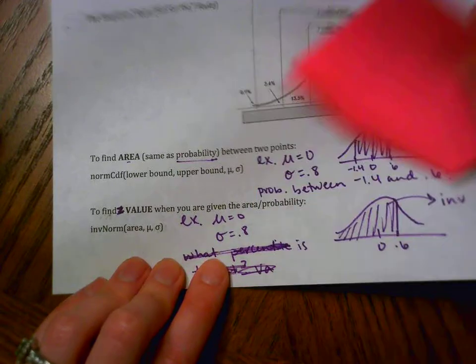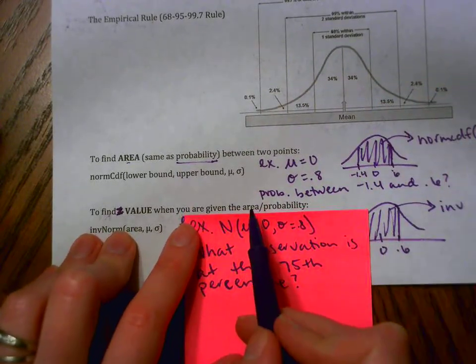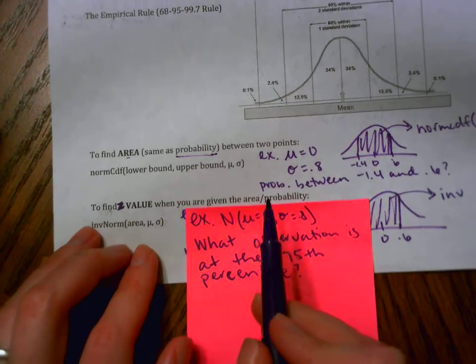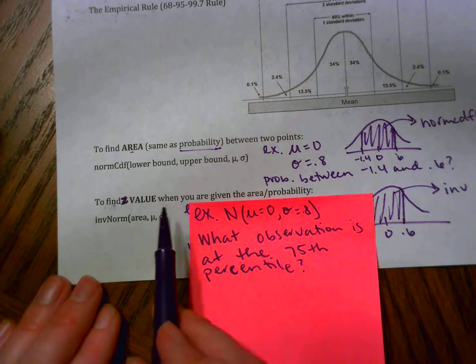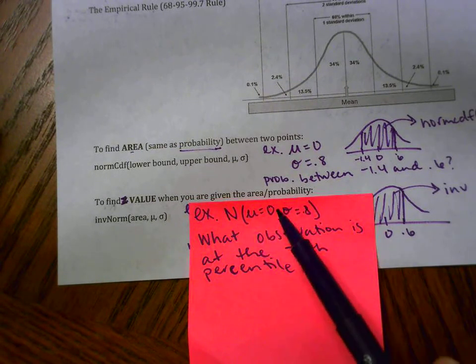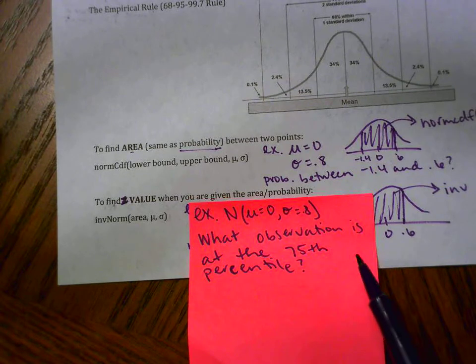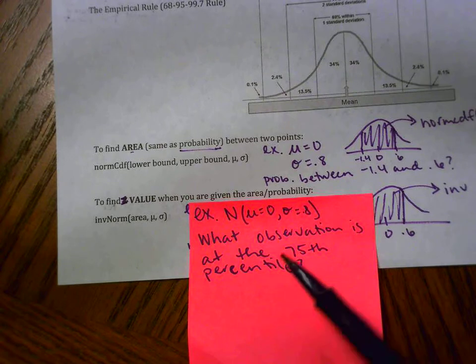If it was opposite, you want to find a value when you're given area. So it's opposite, you're going to use inverse normal, and you type in the area, the mean, and the standard deviation. An example would be if they asked, same distribution, but what observation is at the 75th percentile. Percentile, if you look above, is the area less than that observation.